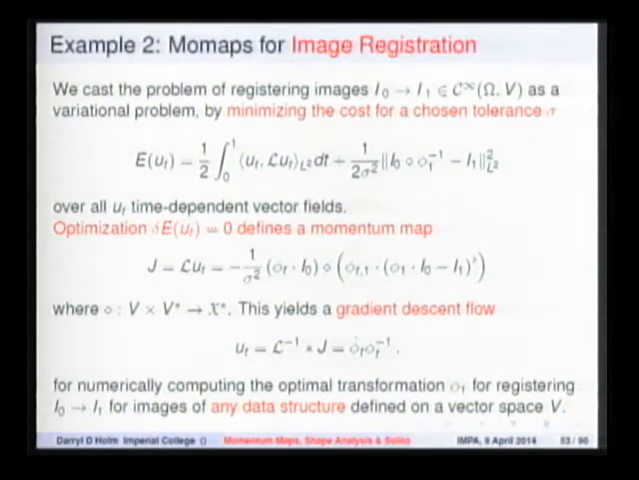If you do the optimization by taking the variation and setting it to 0, you get the momentum map. And this momentum map is the new thing. It's both new and old, actually, for scalars.